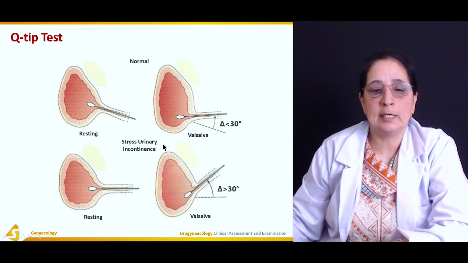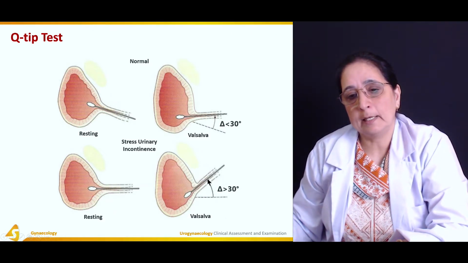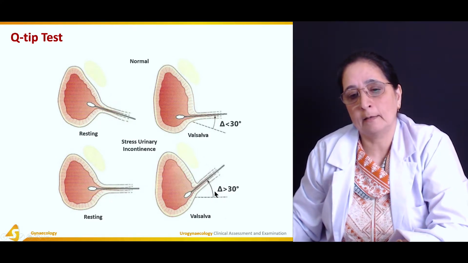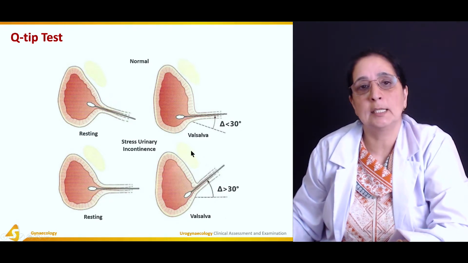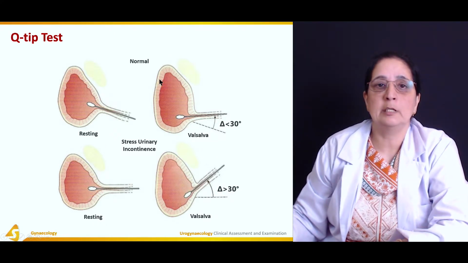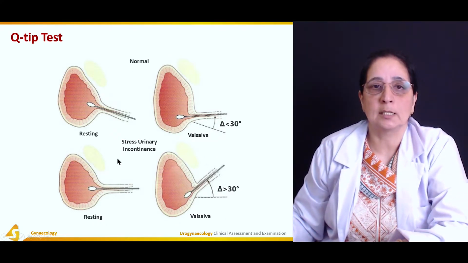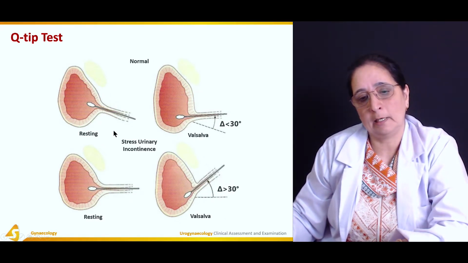If there is stress incontinence with the Valsalva maneuver, this angle is more than 30 degrees. Here, the Q-tip is elevated more than 30 degrees. So that's the Q-tip test to find out the stress incontinence. In the normal, that's the normal position, a little elevated.